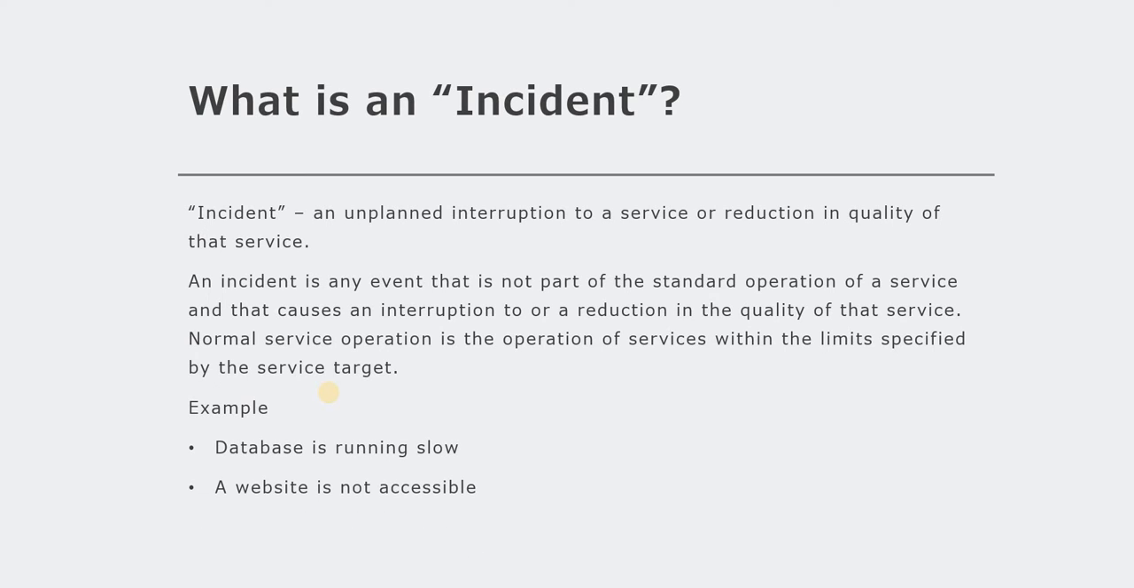There are a few more examples, like a website is not accessible. For example, Facebook might be down for a couple of hours or WhatsApp may be down for a couple of hours, and they went down without prior informing that there is a service outage. So that is an incident.